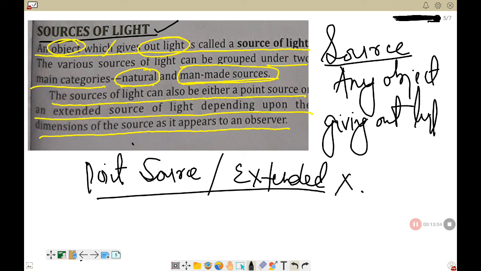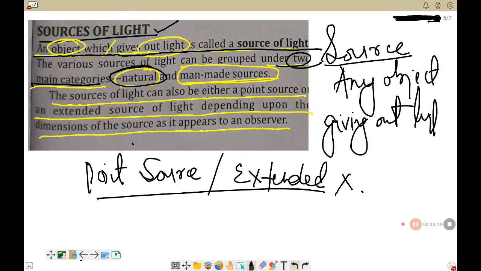So today, from this particular topic, you have to remember what is the source of light. An object which gives out light is called the source of light. It is of how many categories? It is of two categories. They are natural and man-made. And this source of light can be a point source or an extended source. So these are the things that you must remember.